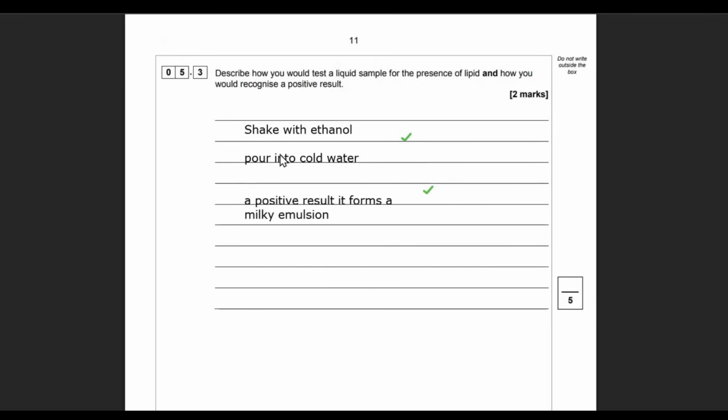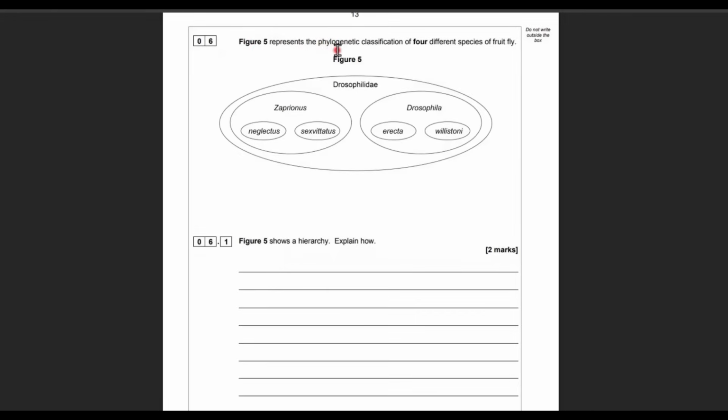All right, guys. It's the end of question 5. Whoa, we're halfway there. Yes, I didn't take music and I got a D in art, which is like a level 3, so you can probably guess. All right, let's move on. Figure 5 represents the phylogenetic classification of 4 different species of fruit fly. Back on topic, back on topic.